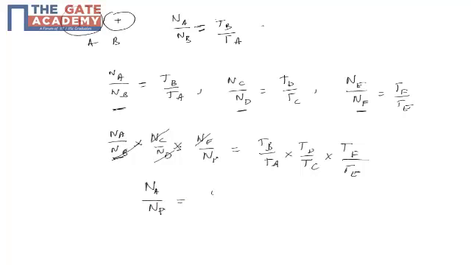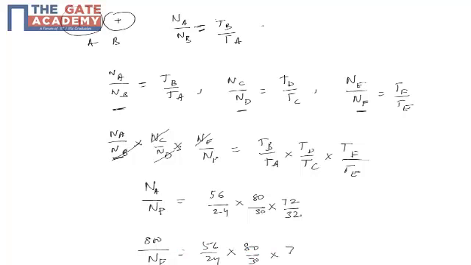Now the number of teeth on B is 56, number of teeth on A is 24, number of teeth on D is 80, number of teeth on C is 30, number of teeth on F is 72, number of teeth on E is 32. And NA is given as 800 RPM because it is keyed to the shaft. So 56 by 24, 80 by 30 into 72 by 32.